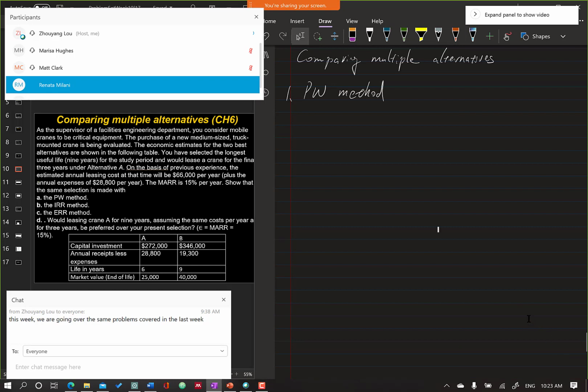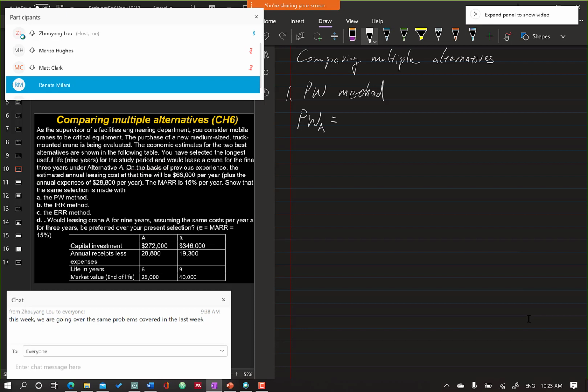Let me continue. So this is still comparing 2 projects on equal lifetime, and we are asked to use 3 different methods. We first start from using the present worth method to compare these 2 projects, and let's get started. So the first one, we want to calculate the present worth of project A.